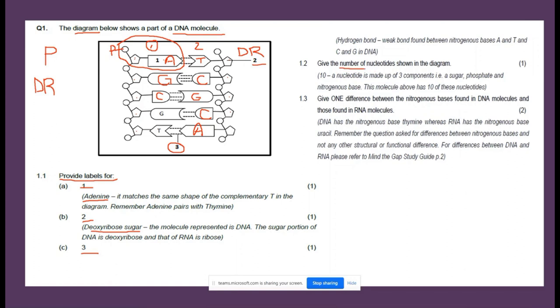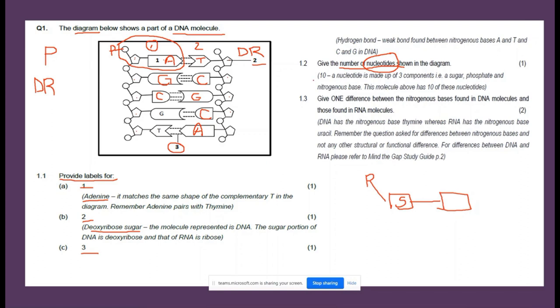Give the number of nucleotides shown in the diagram. What is the examiner testing? They are testing to know if you know what a nucleotide is. And what did we say? A nucleotide is made up of a phosphate, a sugar, and a nitrogen base, meaning that is one. So how many nucleotides do I have in this diagram? One, two, three, four, five, six, seven, eight, nine, ten.